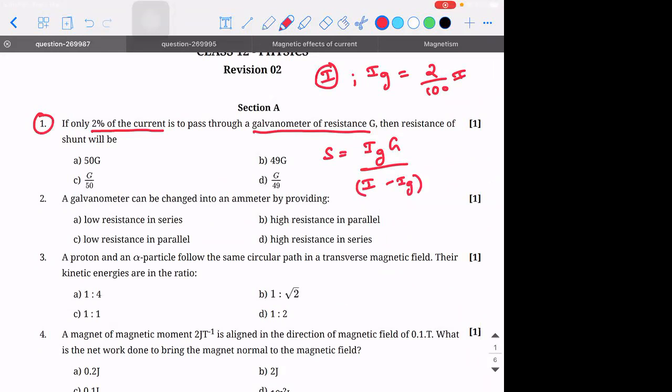So Ig is how much? 2 by 100 times I divided by I minus 2 by 100 times I. So that is 2I divided by 98I. And G is there. It is G divided by 49. Clear?